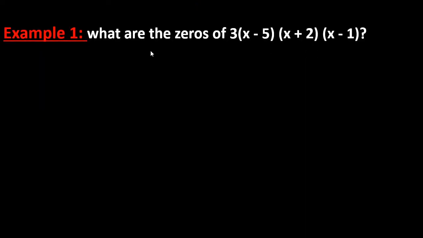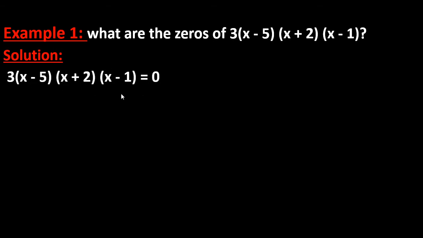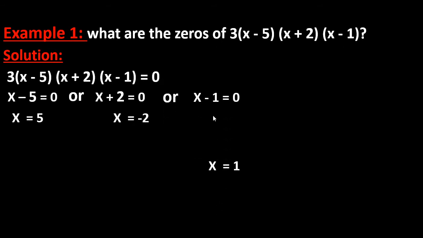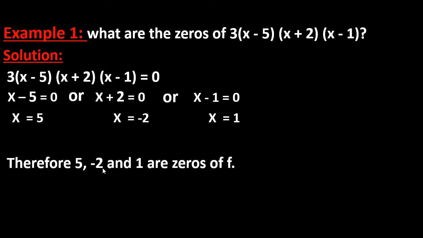So let's have some examples. Let's start with the first one. The first example is given by 3 times x minus 5 times x plus 2 times x minus 1, and we're asked to find the zeros. So this whole expression is 0 if and only if one of the binomials is 0: if x minus 5 is 0, or x plus 2 is 0, or x minus 1 is 0. So x minus 5 is 0 if and only if x is 5, or x plus 2 is 0 if and only if x is minus 2, or x minus 1 is 0 if and only if x is 1. So 5, minus 2, and 1 are zeros of f.